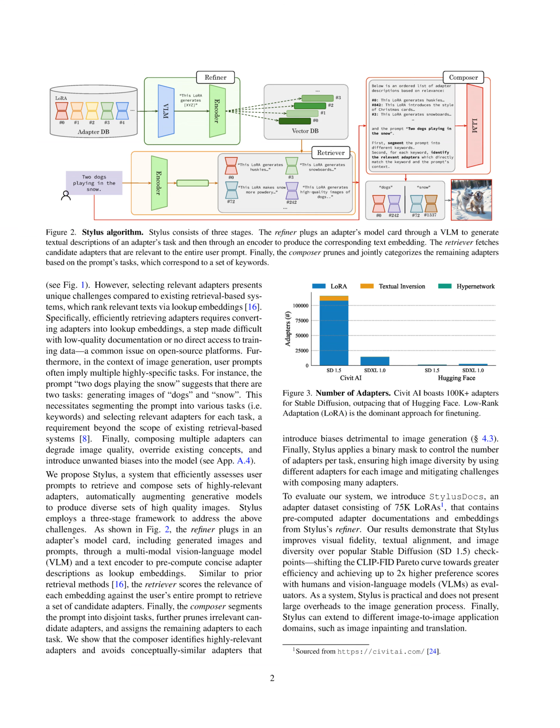The method leverages a vision language model, text encoders, and a composer stage to enhance image generation by selecting, retrieving, and composing adapters tailored to user prompts, ultimately improving visual fidelity, textual alignment, and image diversity over existing checkpoints.